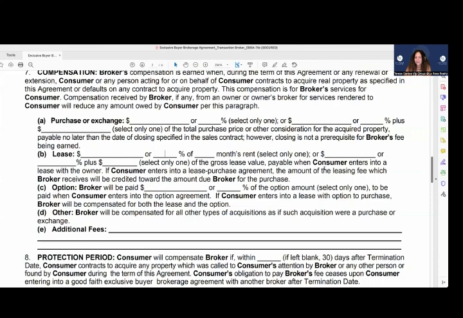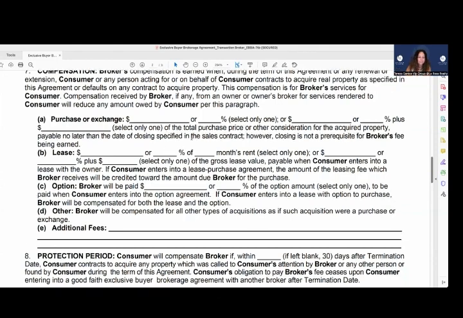All right, so gross lease value, that's pretty self-explanatory. Broker receipts will be credited toward the amount due broker for the purchase. Again, we're going to credit back what the other side is paying. So if the listing brokerage is paying or the seller decides to cooperate, then at that point, you would deduct whatever they pay from this fee. So if you were charging them 3% and you're getting 2% from the other side, then you would credit that 2% and now you're only charging the buyer the difference, which is 1%, okay?